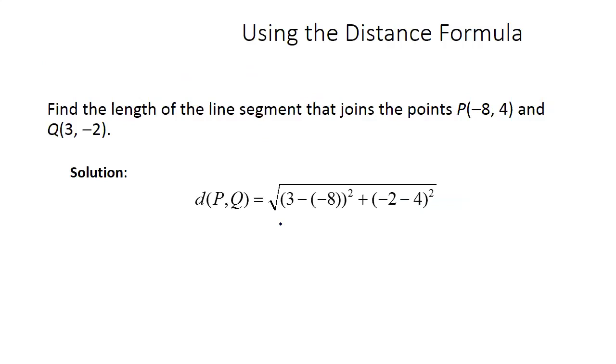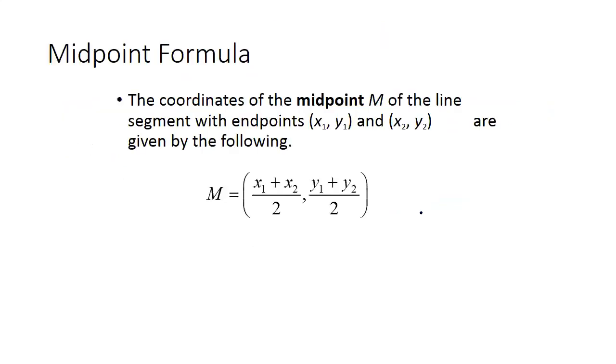So in this case, you can call the first one point 1. So that would be x1, y1. You're going to call this point 2. That would be x2, y2. And you just simply substitute that into this formula. And you can use your calculator. You get square root of 157.